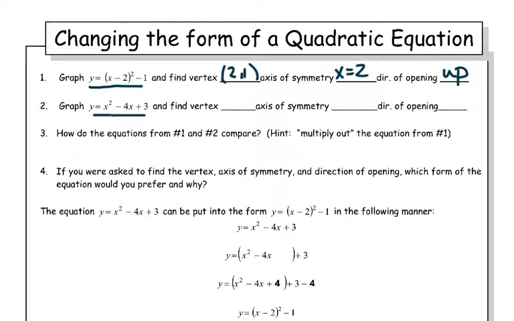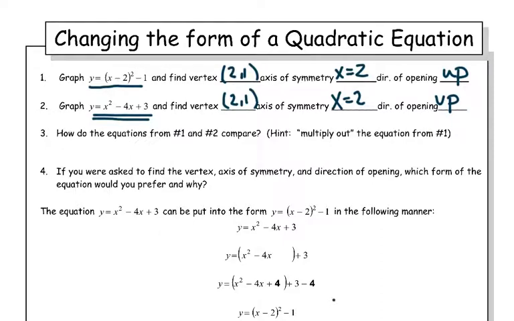But if we look here, I don't really know what the graph is. But if I graphed it on my calculator, since it's in standard form, I would observe, what do you know? It has the same vertex, the same axis of symmetry, and the same direction of opening. It's the same.